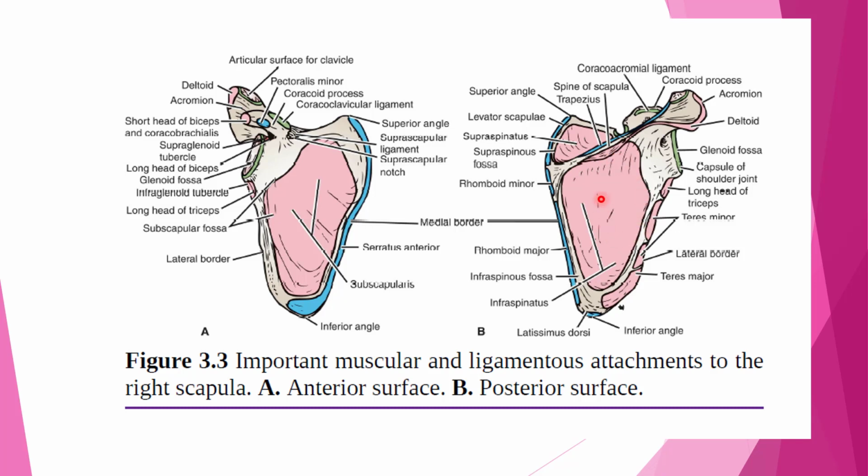This is the infraspinatus muscle, which arises from the medial two-thirds of the infraspinous fossa, or below the lower surface of the spine. So up till now we have learned 4 muscles. Number 1 is subscapularis, which is attached to the subscapular fossa. Number 2 is serratus anterior muscle. Number 3 is supraspinatus, and number 4 is infraspinatus muscle.